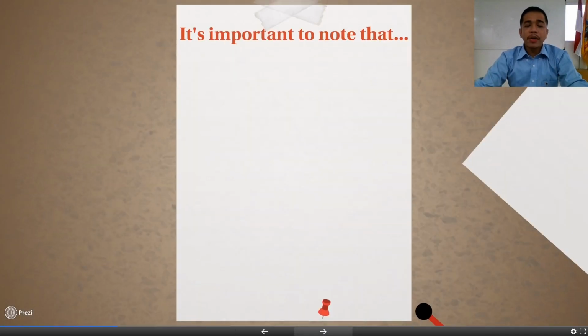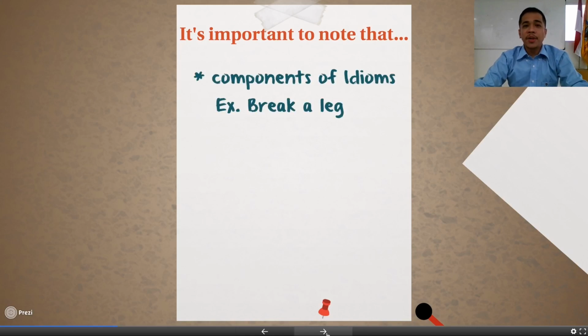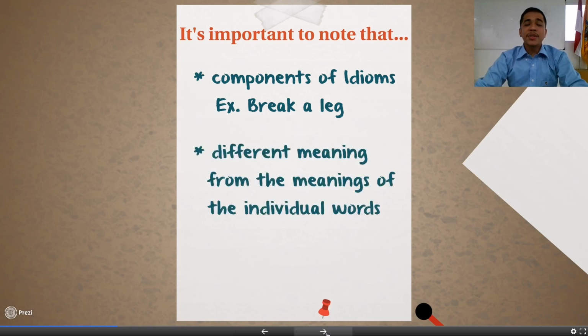Now, it's important to note that phrasal verbs are actually components of idioms or idiomatic expressions. What do I mean by that? Let's have this example. Break a leg. Now, if you're going to take this literally, or if you're going to take it word for word, it could actually mean to harm someone or to injure someone by breaking his or her leg. But since this is an idiom, it means good luck, or it's a way of saying good luck. So just like idioms, phrasal verbs also have meanings that are different from the meanings of the individual words.